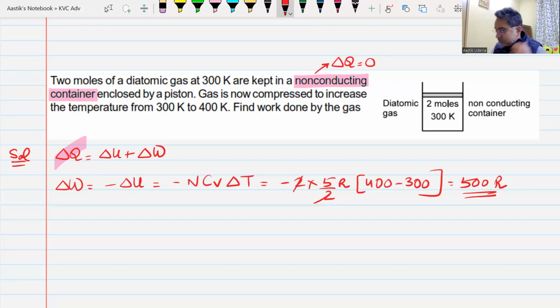Sir, what should we take as the value of R? 8.3. You can just give the answer in terms of R. They will give you the value of R. I'm not worried about the calculation. I'm more worried about whether you have understood the concept or not. Have you understood this? Yes, sir. Everyone has understood this? Yes, sir.